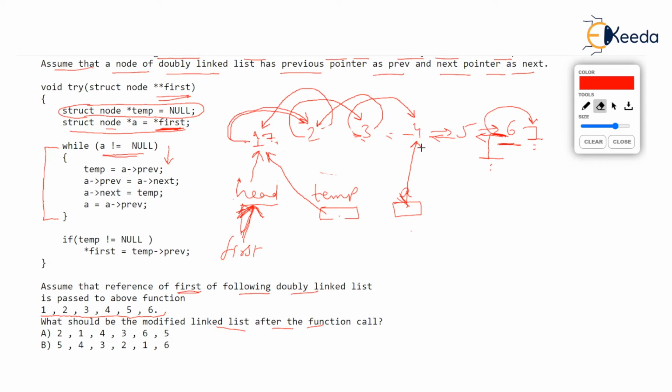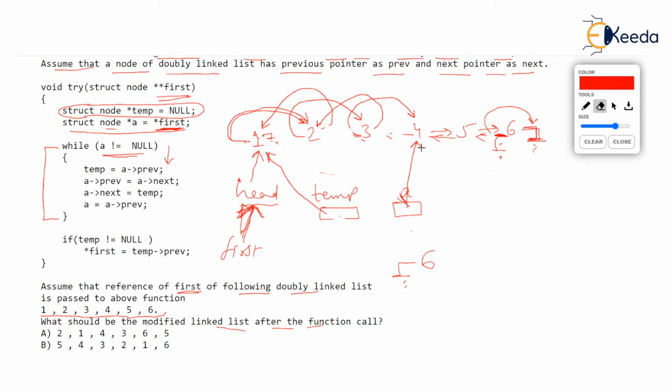Whenever we are at any node, what do we do? The previous pointer of that node points wherever the next pointer of the node is pointing. But the next pointer of 6 is null. So previous of 6 will be null. So we will have a node 6 whose previous is null. Correct?